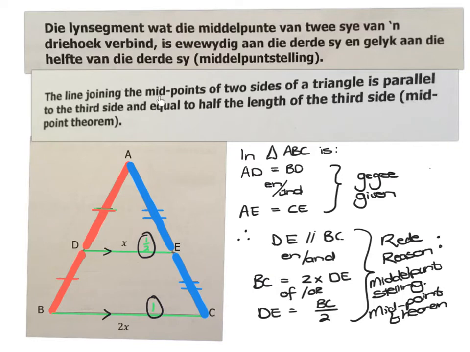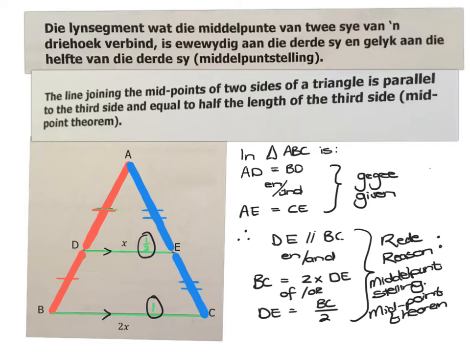The line joining the two midpoints, so if that's the line, that's the midpoint, and that's the midpoint, so that line joins the two midpoints of two sides of a triangle, is parallel to the third side and equal to a half of this one. So if this one was 1, that one would be half the length of the third side. This is called the midpoint theorem.